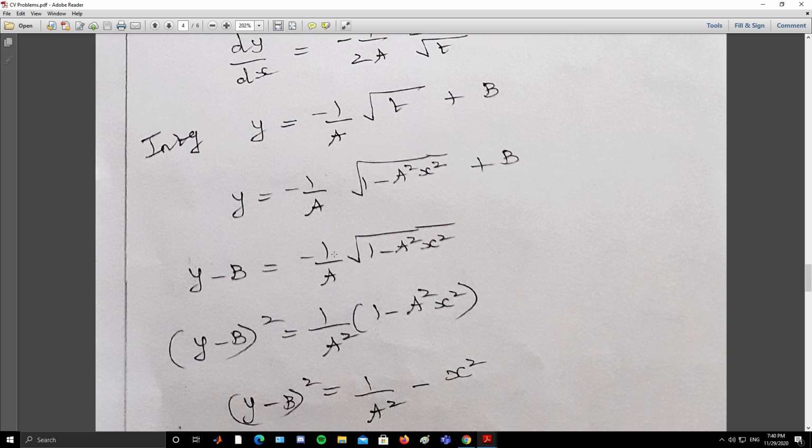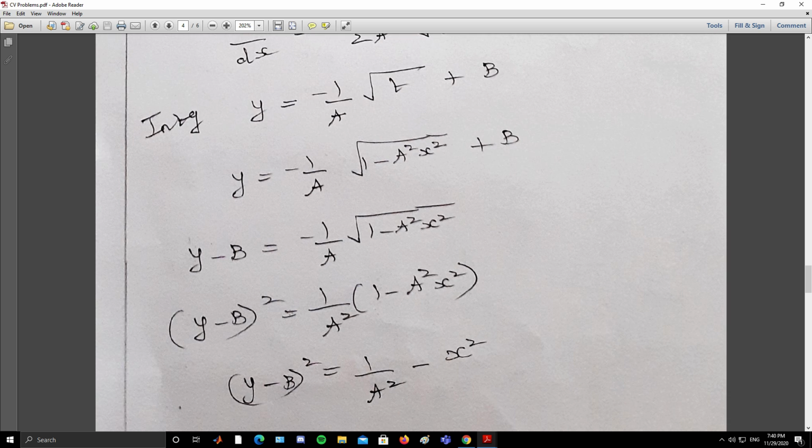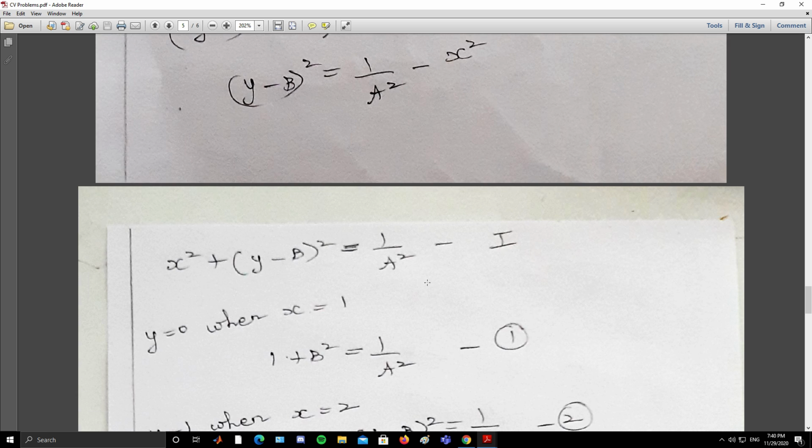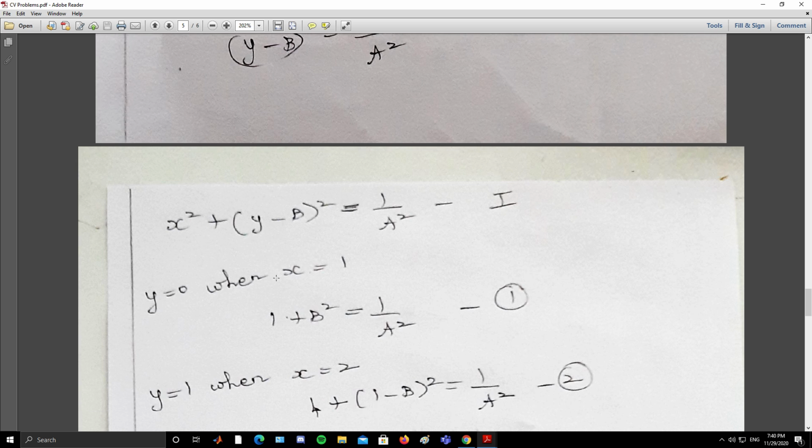Squaring both sides. Whenever you have square root, you square it to eliminate the square root. So y minus b whole square equals 1 by a square into 1 minus a square x square, or the right side is same as 1 by a square minus x square, or x square plus y minus b whole square equals 1 by a square. So this is nothing but the equation of the circle.